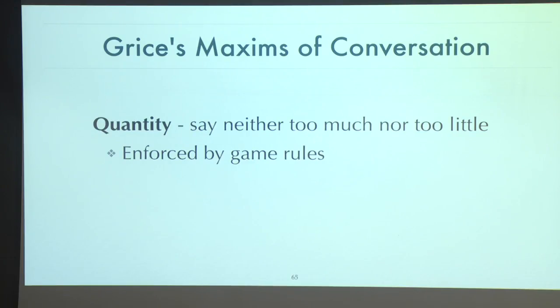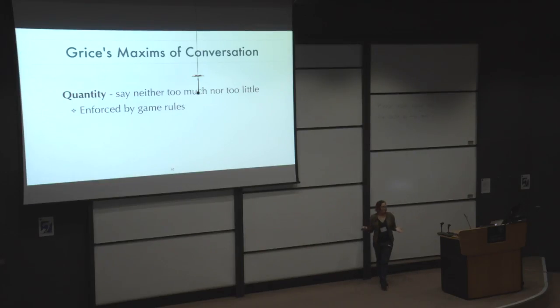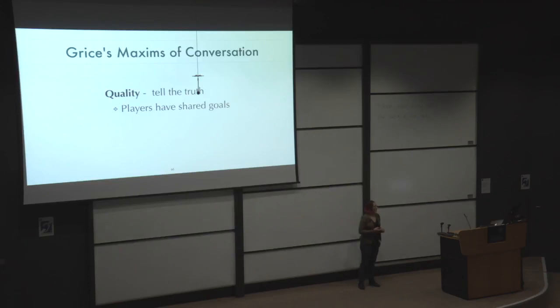So Grice's maxims of conversation again. How does this fit in? Well, quantity is saying neither too much nor too little. This is actually something enforced by the game rules, right? You can't give a hint that gives too much information or too little information. Quality is telling the truth. And in the context of this game, this is sort of an emergent property because it's a cooperative game, so players are incentivized to tell the truth.